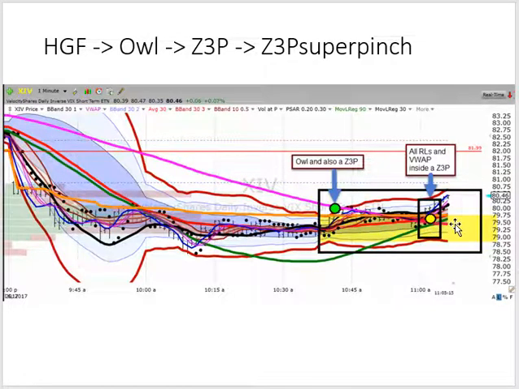This yellow dot right here shows the Superpinch condition, in which now all the RLs have been compressed inside that tight box.